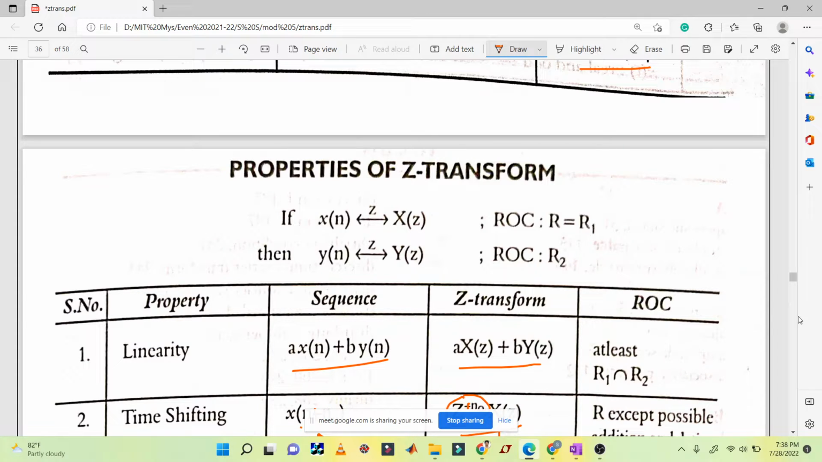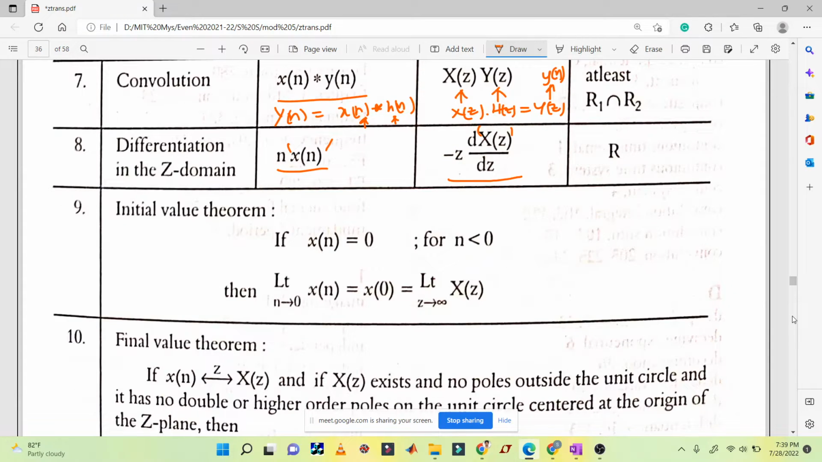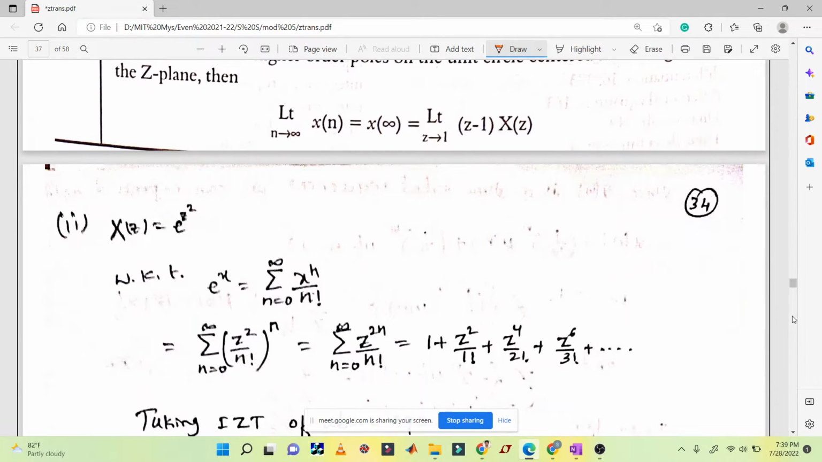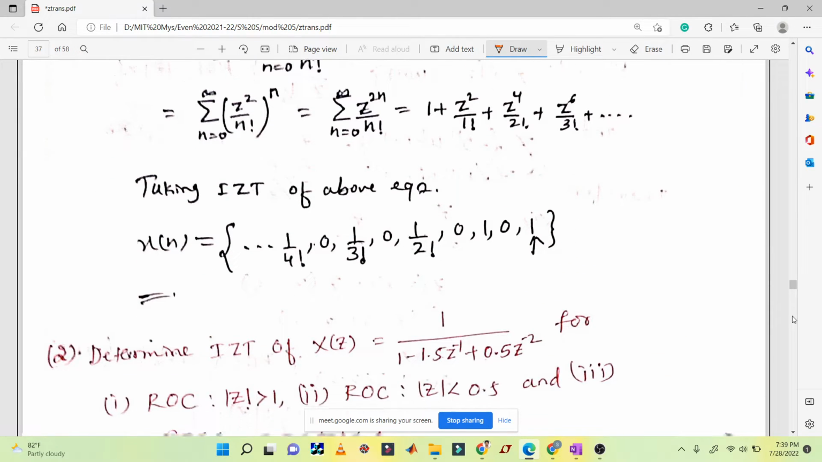So again I am repeating, go through these two tables. These two tables are very important for this module. You should know the complete tables. These two tables are one for properties and the other for standard z transform pairs. So I was talking about this problem. In the expansion, e to the power x is this summation equation. So wherever x is there we replace with z to the power 2. Okay, so that will give us the answer. So this one will be solved later.